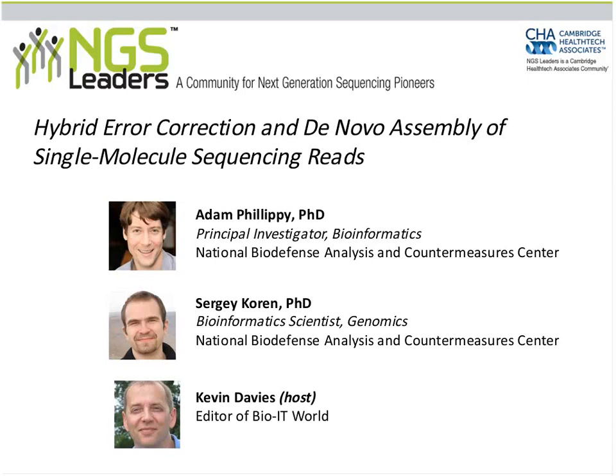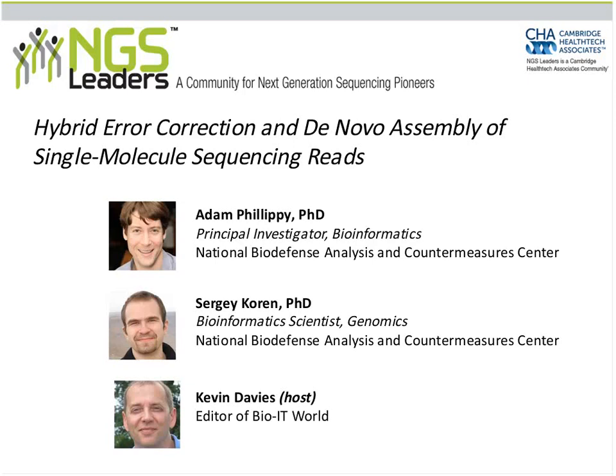This paper was co-authored by researchers from Cold Spring Harbor Laboratory, led by Michael Schatz, and NBACC, the National Biodefense Analysis and Countermeasures Center in Frederick, Maryland, and we'll be hearing from them in just a minute. As I say, they've been able to demonstrate the ability to assemble not only microbial, but also eukaryotic genomes with extremely high accuracy by combining the strengths of those two complementary platforms.